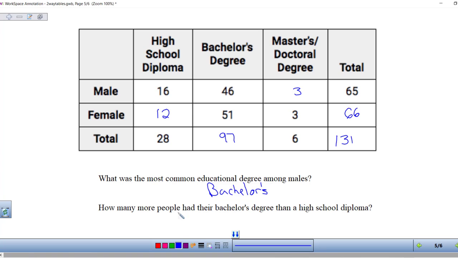How many more people had their bachelor's degree than a high school diploma? So it's not talking about male or female, it's just people, so I want to look at the total bachelor's degree versus the high school diploma. So we would need to do 97 minus 28. 97 minus 28 gives us 69. And that is how we work with two-way frequency tables.